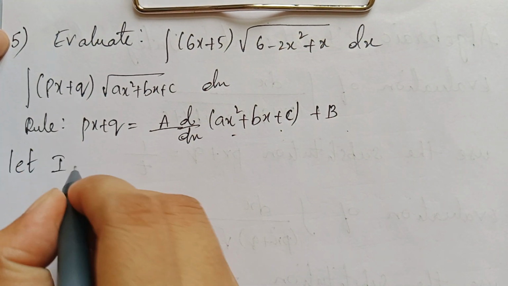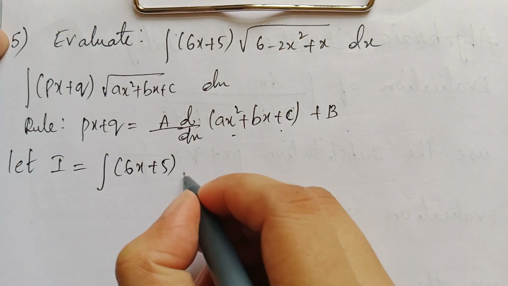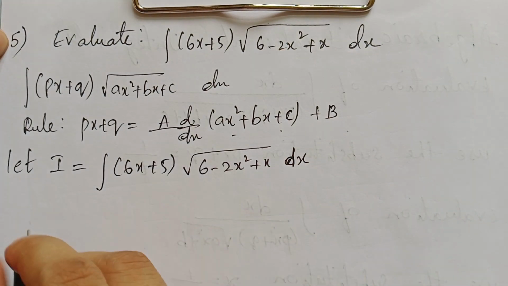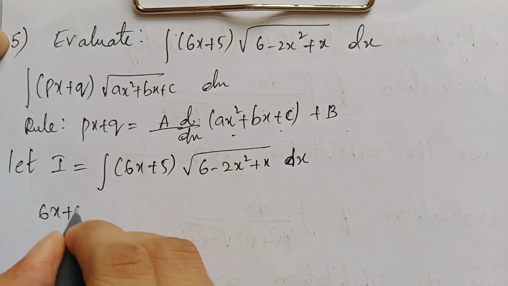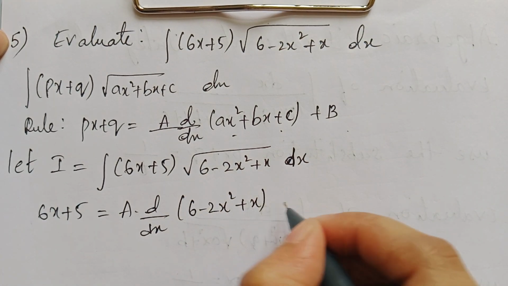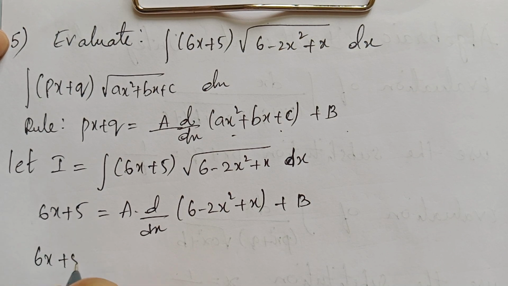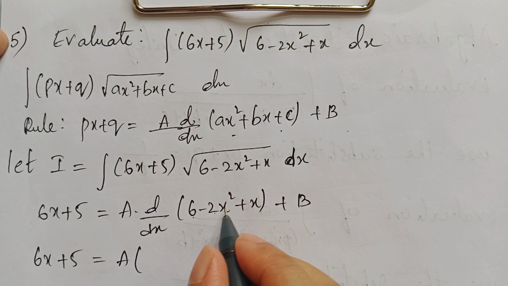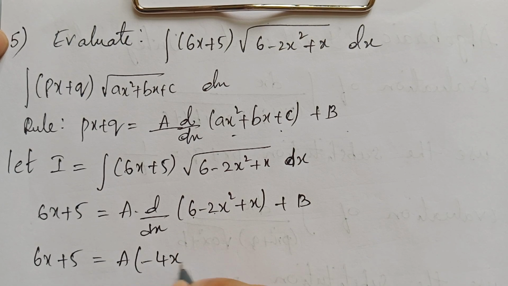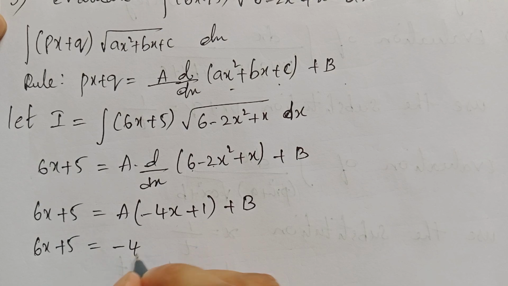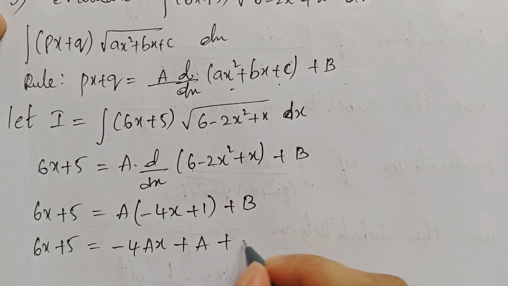So we will solve this function. We'll consider first I is equal to our function, the integral of (6x + 5) into the root of (6 − 2x² + x) dx. Now according to the rule, 6x + 5 is equal to A into d by dx of (6 − 2x² + x), plus B. The derivative of the constant term is 0, minus 2 into the derivative of x² is 2x, so it will be minus 4x, and the derivative of x is 1, plus B. Now we'll multiply A inside, so 6x + 5 is equal to −4Ax plus A into 1, which is A, plus B.